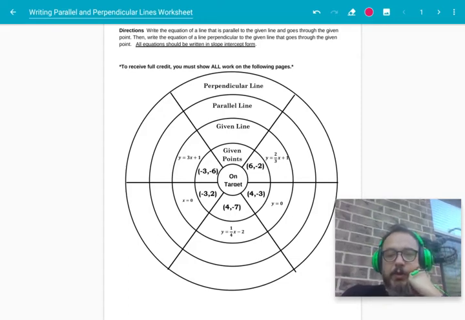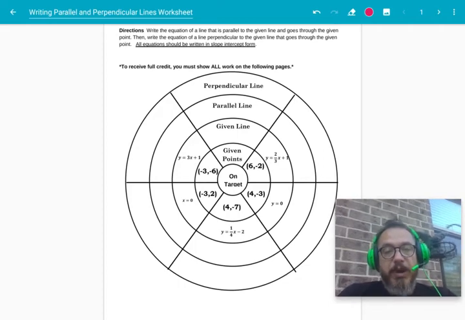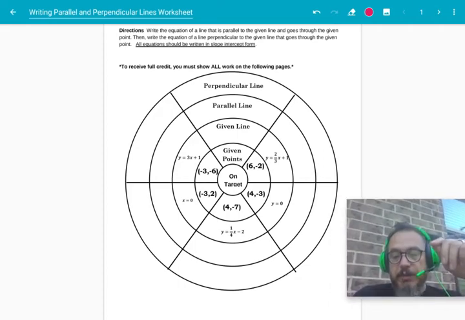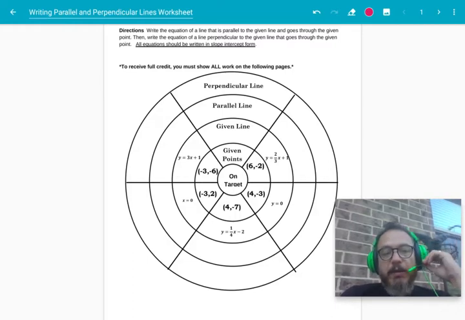Today we're going to work more with parallel and perpendicular lines. We're going to write them back and forth from a given line. We're going to be given an equation, and we're going to write a parallel and a perpendicular equation to those lines.